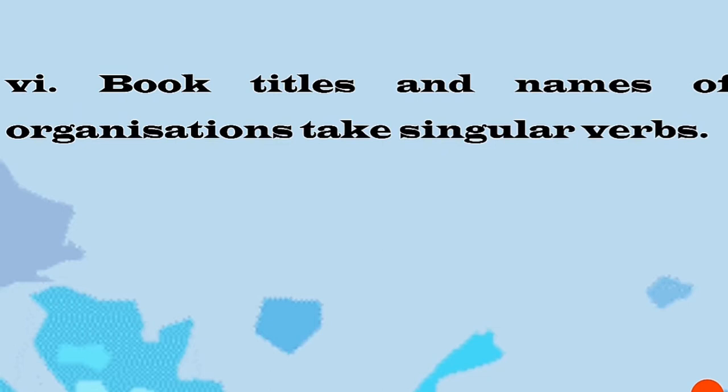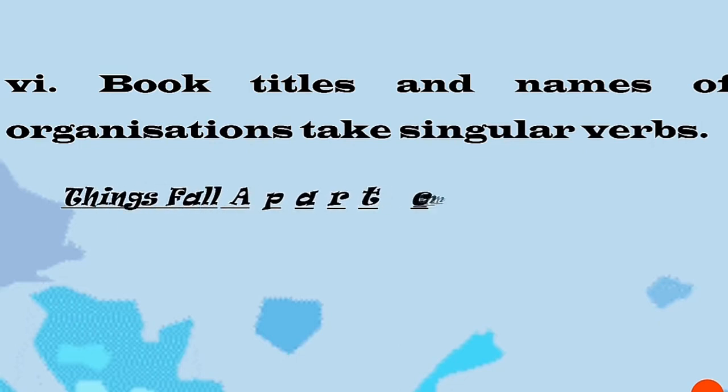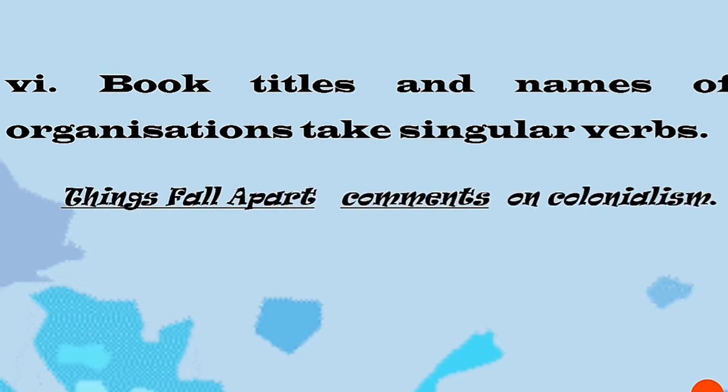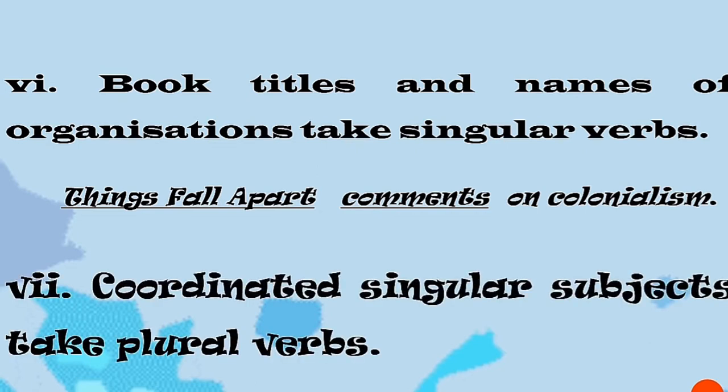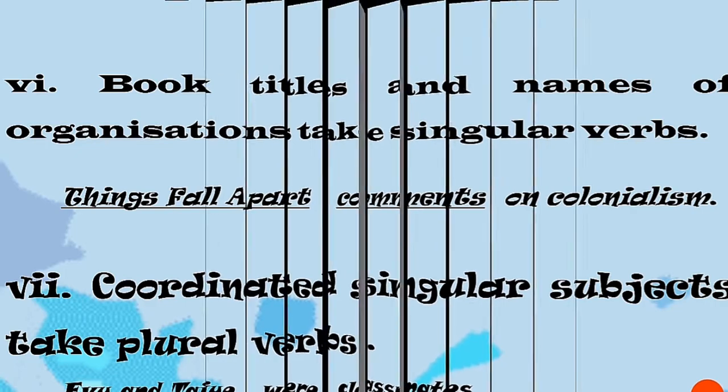Book titles and names of organizations take singular verbs. Example, Things Fall Apart. Comments on colonialism. Coordinated singular subjects take plural verbs. For example, Evie and Tai were classmates.